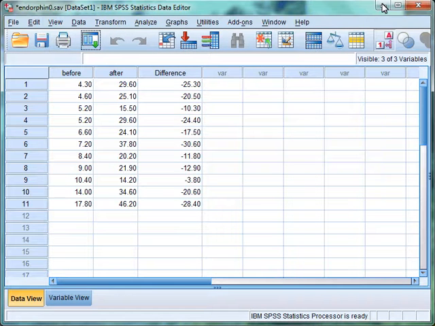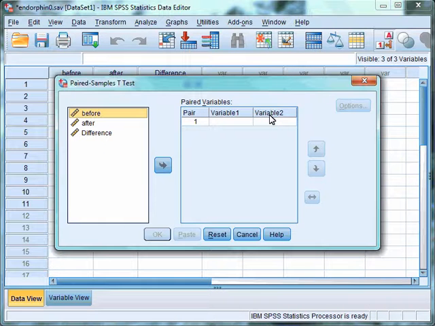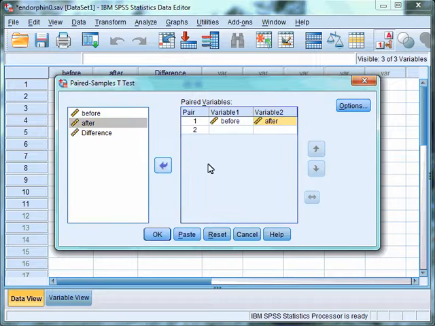Now we are satisfied that we have met the assumptions of a dependent samples t-test, we can actually run the main test. To do this, we go to Analyze, select Compare Means, and choose Paired Samples t-test. In this box, we want to select the before and after variables and move them into the Paired Variables box to tell SPSS that these are the means we want to compare. Once we've done this, we can click OK to run the t-test.